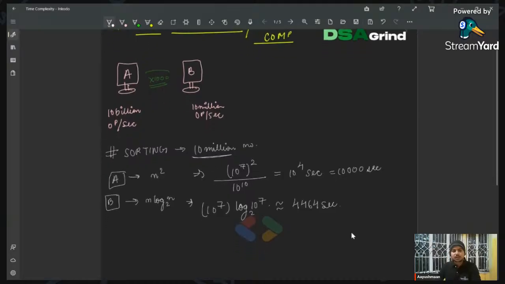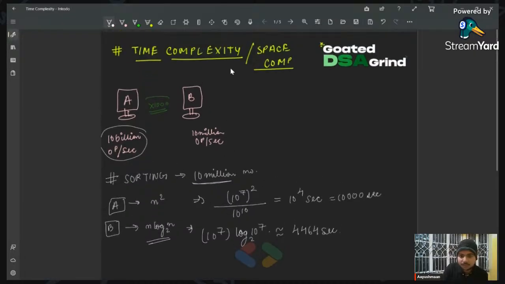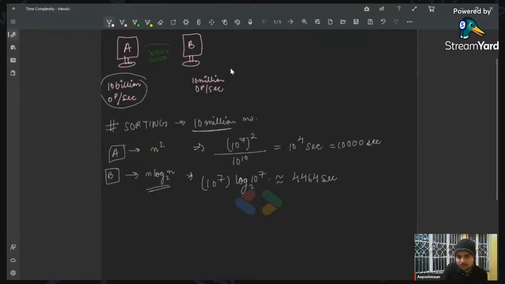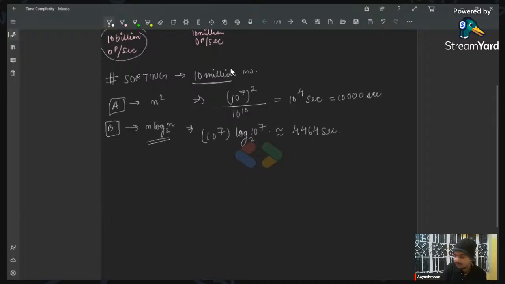So we see that even though machine A was very fast, handling 10 billion operations per second, and machine B was comparatively very slow, 1,000 times slower, still with this efficiency machine B takes much less time: 10,000 seconds versus 4464. So practically, we can tell why time complexity of an algorithm is important. Time complexity of an algorithm measures how efficient your algorithm is.